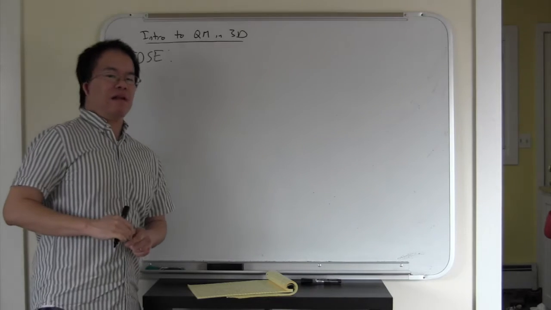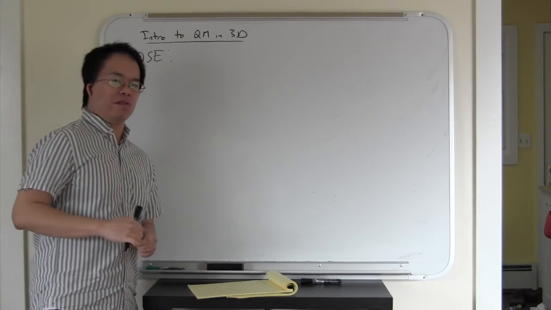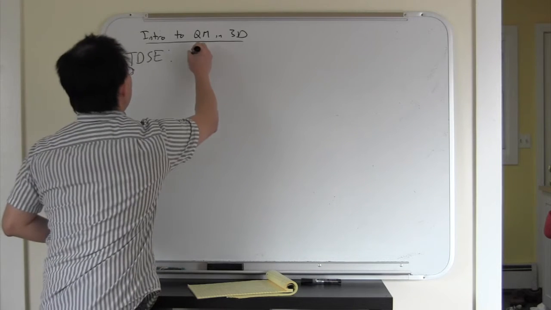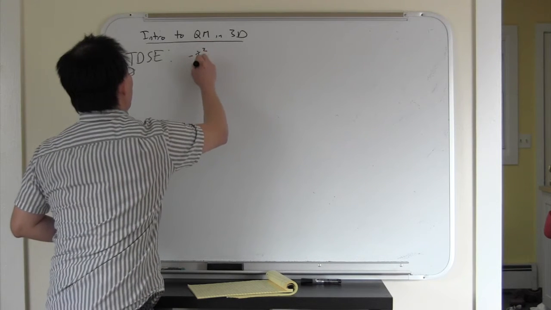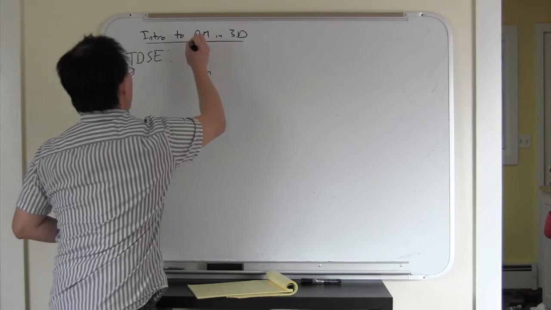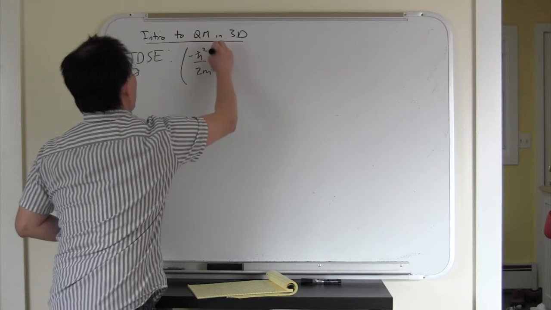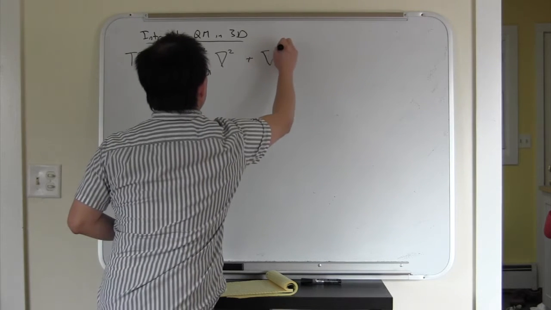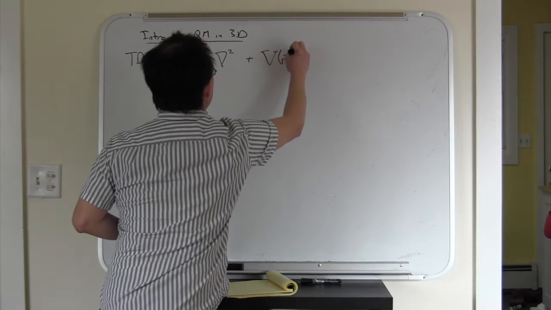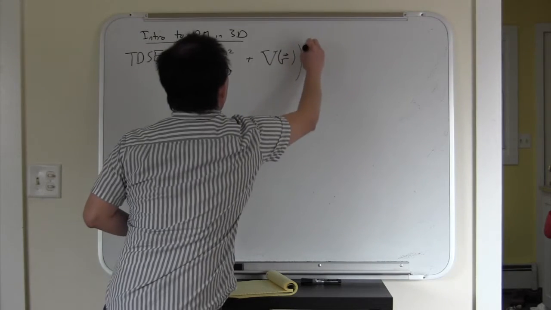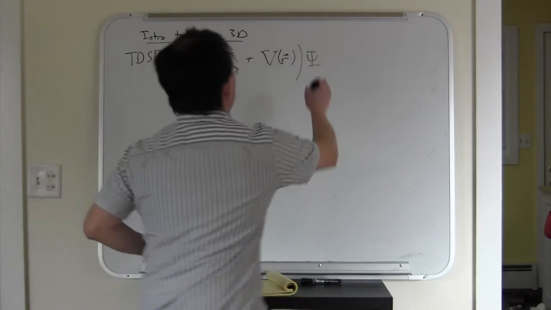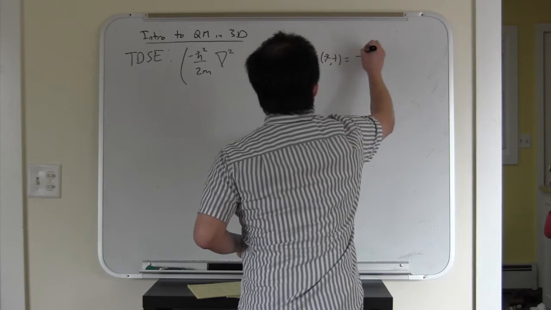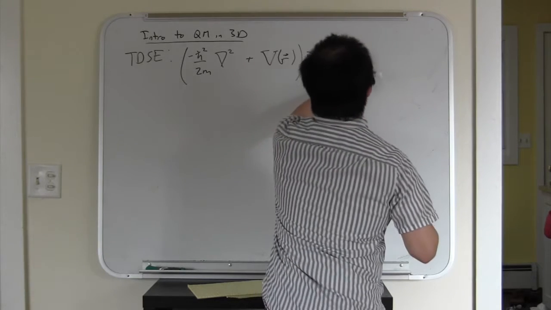We are now able to write down the full time-dependent Schrödinger equation in 3D, and it's going to look like this. We have minus h bar squared over 2m, in parentheses, Laplacian plus potential energy, acting on my wave function, equals a positive i h bar partial Psi, partial t.